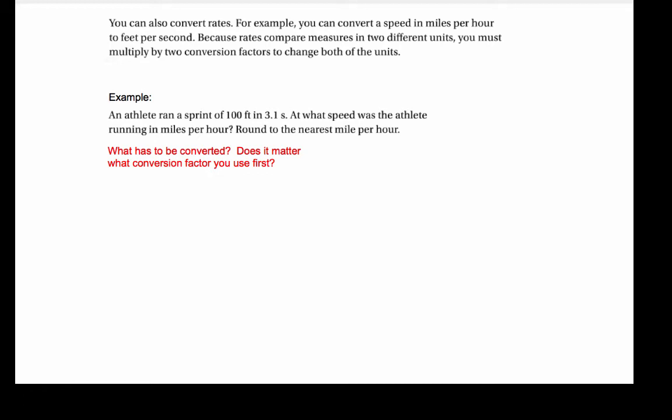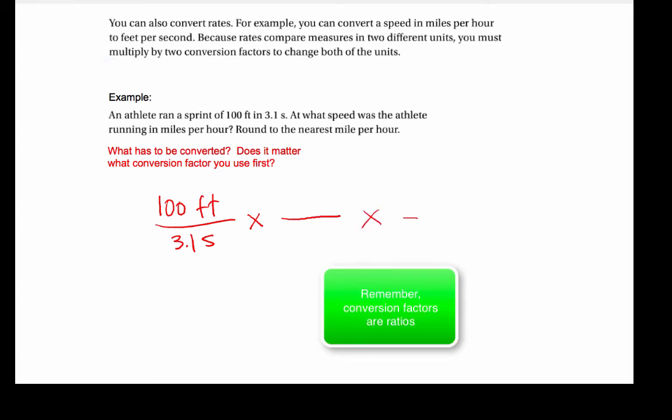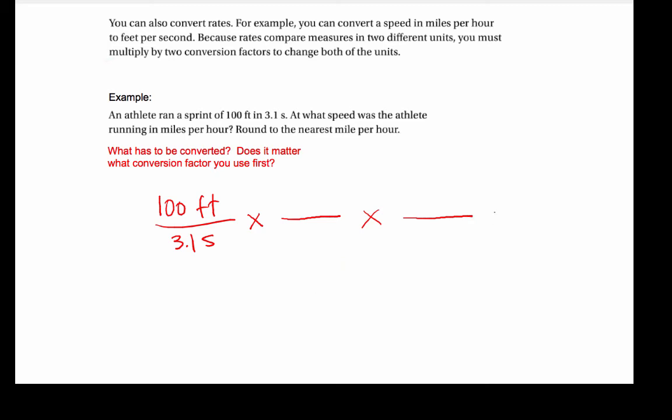So the question you have to ask yourself is, what has to be converted? And also, does it matter what conversion factor you use first? The problem that we know, the rate that we're given in the problem is 100 feet per 3.1 seconds. Now we're going to multiply, and I'm going to use the x for multiplication here, just this once. I'm going to multiply this by 2 conversion factors. So there's one, and here's the other. Our answer is over here.